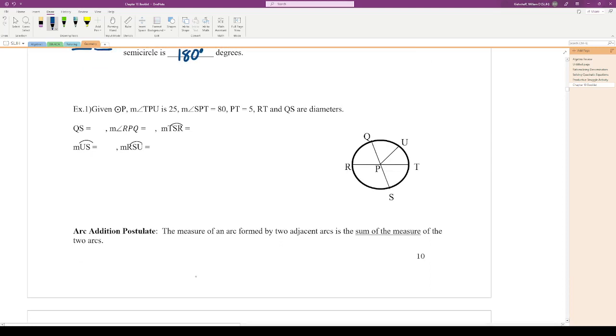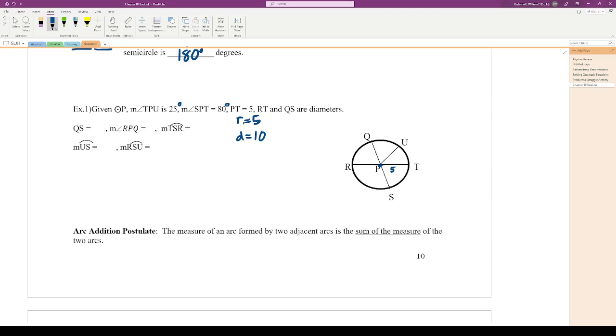So it says given circle P over here, so center point is P. It says measure of TPU is 25, that should be degrees. Measure of angle SPT is 80 degrees. And PT is 5. So that's important because that gave us our radius. So we know the radius is 5 and the diameter is 10. RT and QS are diameters. Okay, sure, we know that. That should be able to be assumed from the drawing, because we can assume that's a straight line and that it contains those 3 points.